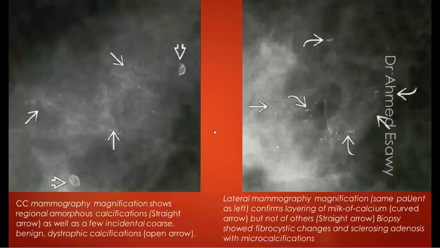Mammography in simple adenosis. This CC mammography shows regional amorphous calcification as well as a few incidental coarse benign dystrophic calcifications. Lateral mammography shows layering of milk of calcium, and the biopsy shows fibrocystic change with sclerosing adenosis and microcalcification.